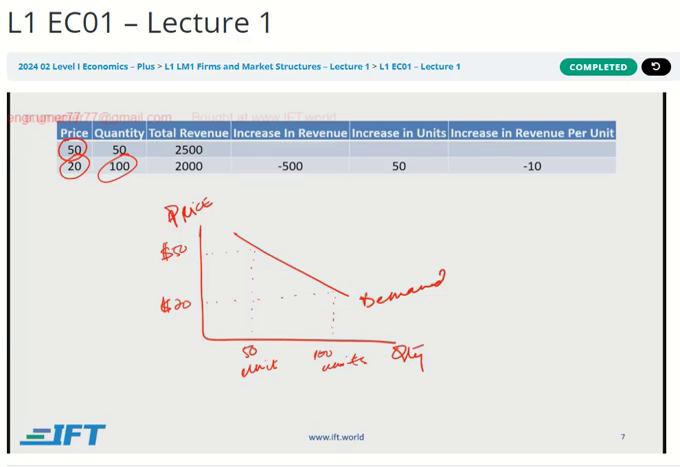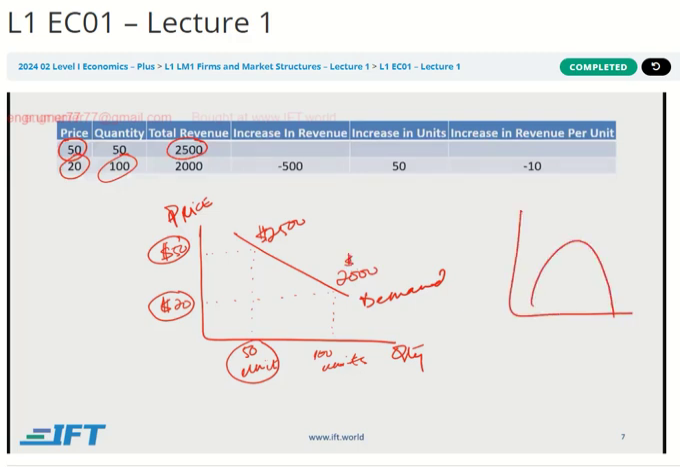Now look at what's happening to the total revenue. The total revenue at 50 multiplied by 50 was $2,500, right? And then when you increase your quantity to 100 and reduce the price to $20, what is your total revenue over here? It's $2,000. Your total revenue has actually come down. So the chart of the total revenue looks like this, where it's actually going up, and at a certain point it will maximize and it starts coming down.